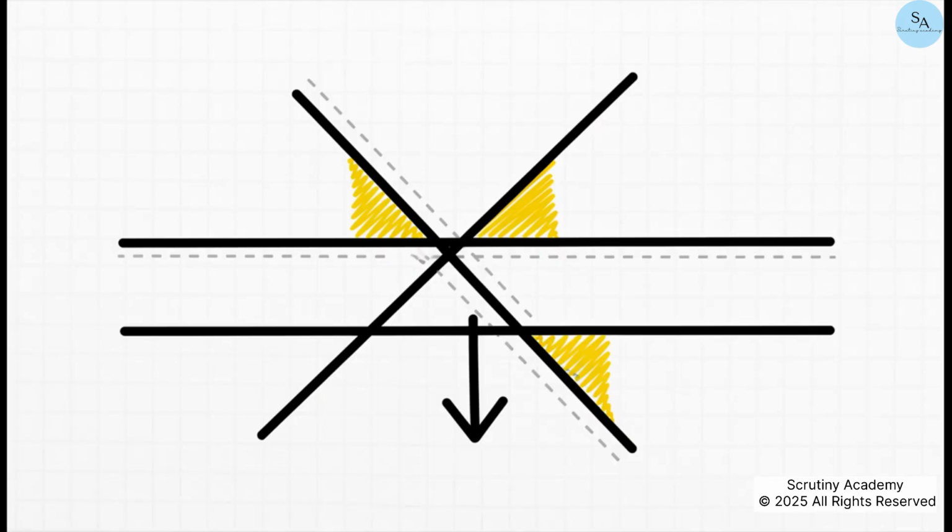First up, corresponding angles. Just think of them as being in the same corner at each crossing. See angle 1 and angle 5? Top left corner. Angle 4 and angle 8, bottom left. And here's the magic rule. If the lines are parallel, corresponding angles are always equal, period.